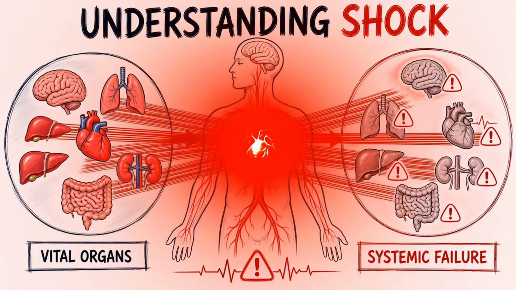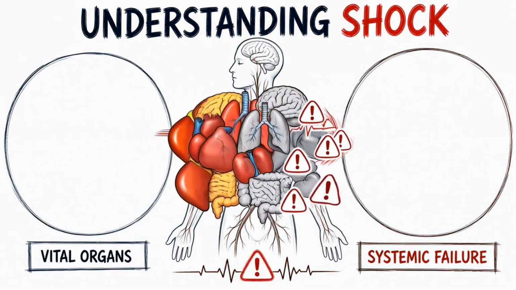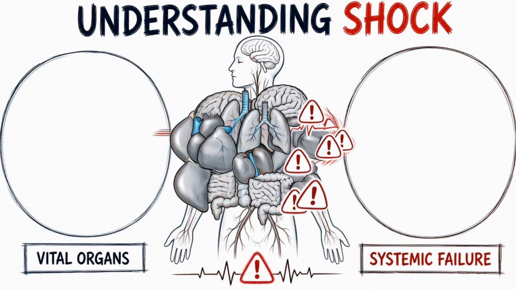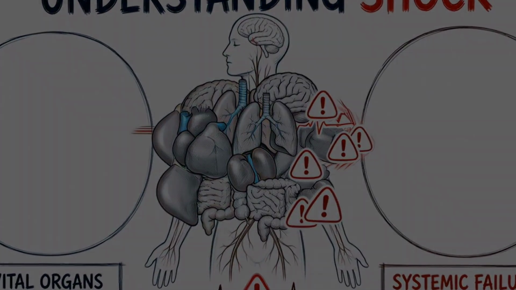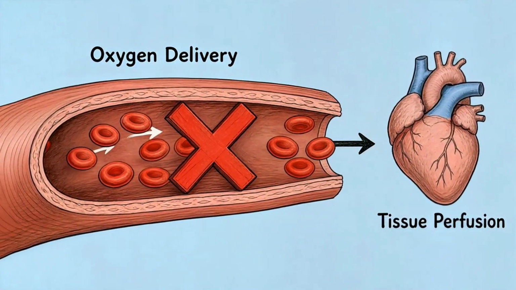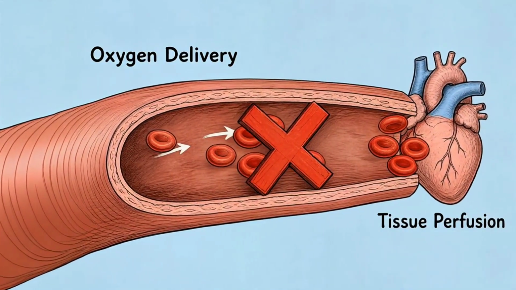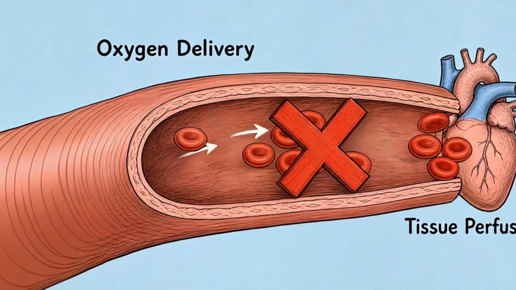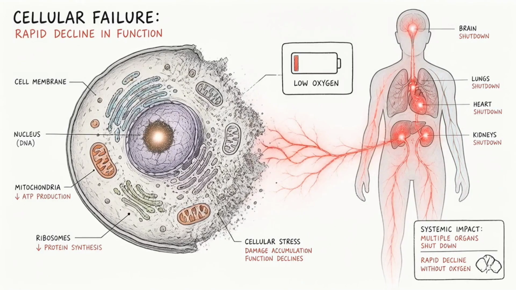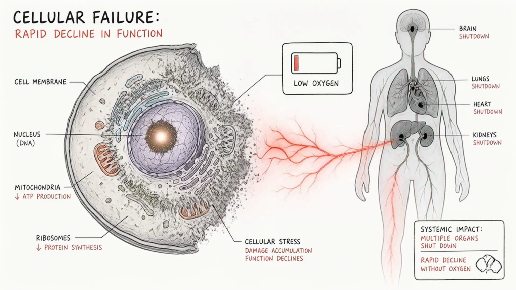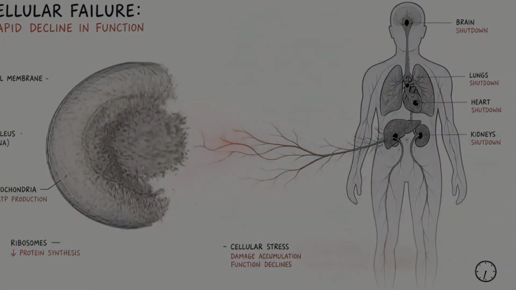Shock is a critical emergency topic on the NCLEX that you must master. It represents a life-threatening state requiring immediate recognition. At its core, shock occurs when the body fails to deliver enough oxygenated blood to sustain vital organs and tissues. When cells are deprived of oxygen, they begin to fail rapidly. If left untreated, this leads to systemic organ shutdown.